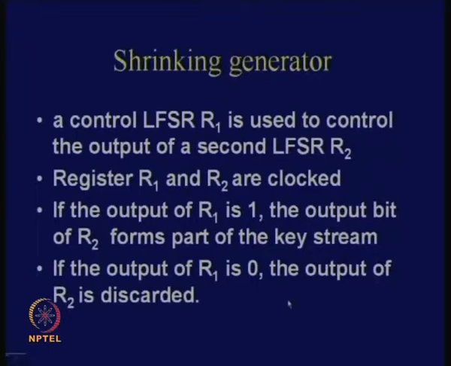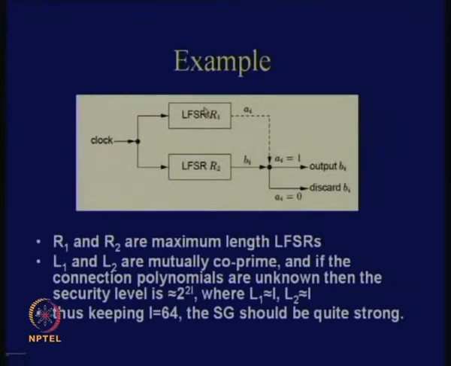Another class of generators is something called a shrinking generator. How it works is as follows: you take a control LFSR R1. Again consider this diagram. You take R1 and R2, and suppose that R1 produces a 1. If R1 produces a 1, then you take the output of R2 into the sequence. If R1 produces a 0, you drop this sequence.